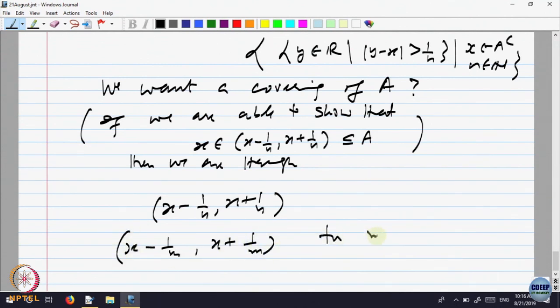For m bigger than or equal to n, what is the relation between these two intervals? Which one is contained? Because if m is bigger than n, then 1 over m is less than or equal to 1 over n. Both are centered at the point x. So, this is smaller than this one, right? So, let us write then this.